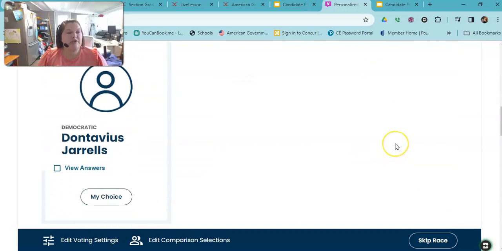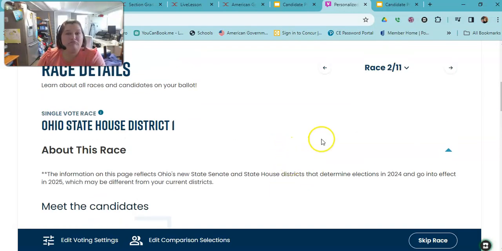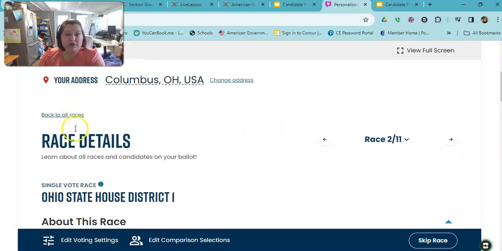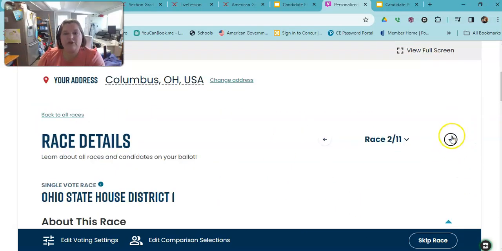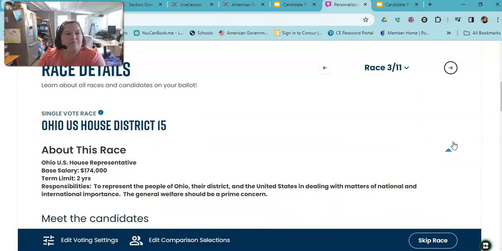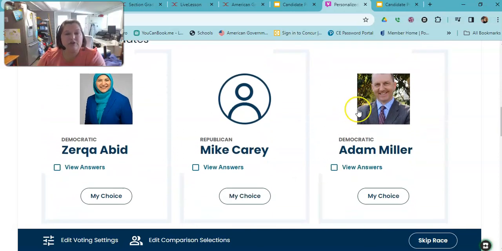The Democratic candidate is Mr. Jarellis, and he looks like he is not running against anyone. So you could certainly pick him, or you could go back. Whoops, that just went to a different race. You can click through to the races in this little thing right here. You could look at the Ohio House District 15. There's more candidates to choose from here.